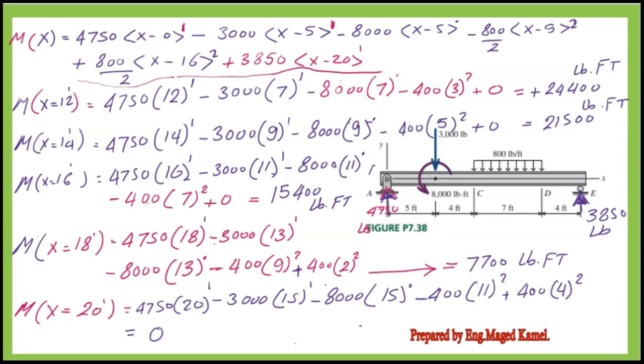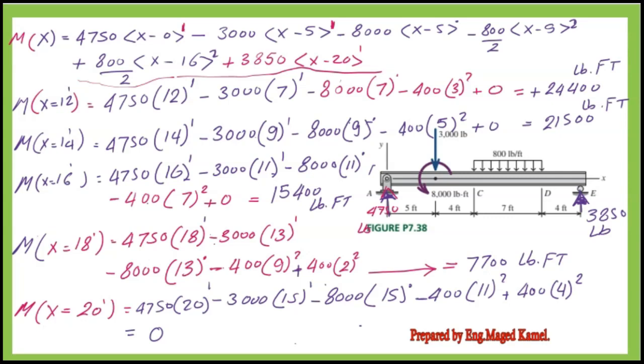For x equal to 16, the moment value will be equal 4,750 by 16 minus 3,000 by 11 minus 8,000 multiplied by 11 to the power of 0 minus 400 multiplied by 7 raised to the power of 2. This term is still 0 because this value will be 0. So the final value of the moment at x equal to 16 will be 15,400 pound-foot. All values so far are positive. It will continue to be positive.